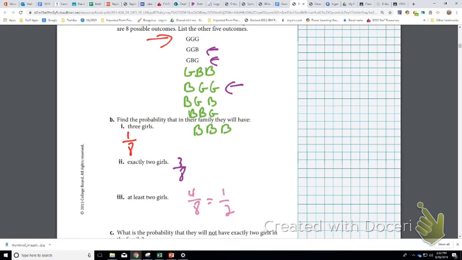Now, C. What is the probability that they will not have exactly 2 girls in the family? So let's go back to 2 girls. 2 girls was right here. So if it's 3 out of 8, not is going to be 5. And what's going to happen when you add those 2 together? You're going to get what? 1. Okay. Questions on that? All right.